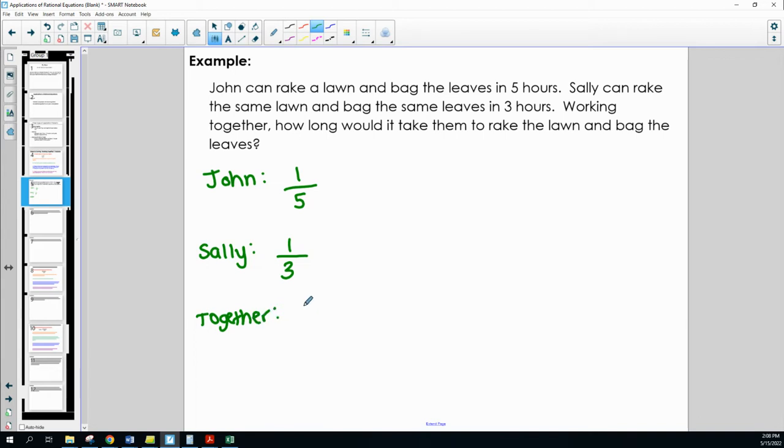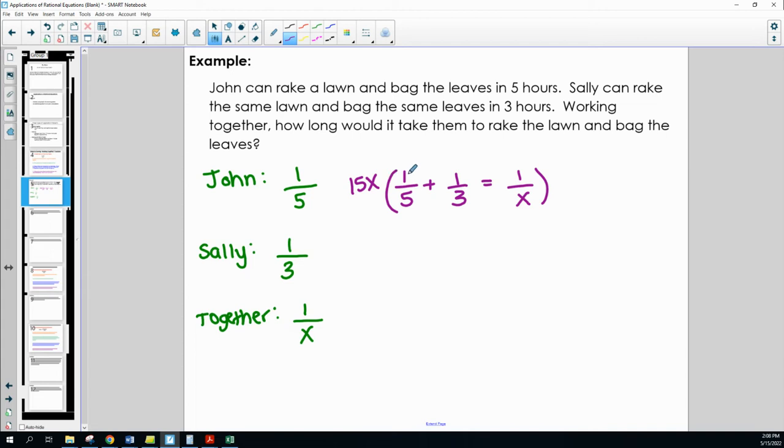Well, together, they're going to complete one job in we don't know how many hours, so 1 over x. So what we're going to do is take John, which is 1 over 5, add Sally, which is 1 over 3. So John plus Sally is going to equal them together. Now that we have this set up as a rational equation, we're going to look for an LCD. So between 5, 3, and x, we know the LCD would be 15x. So we're going to multiply that 15x to the numerator of all these fractions.